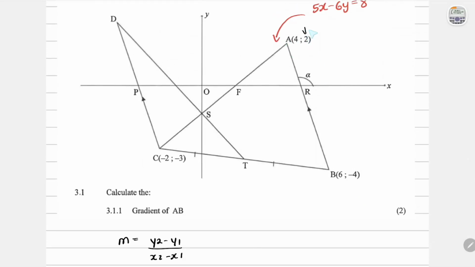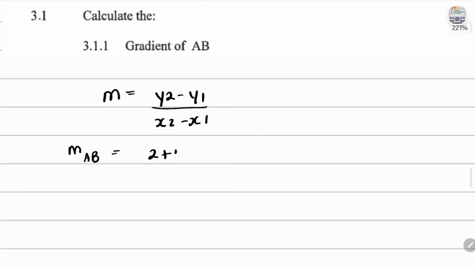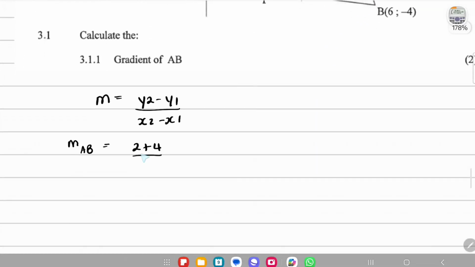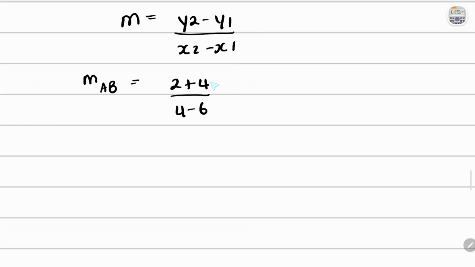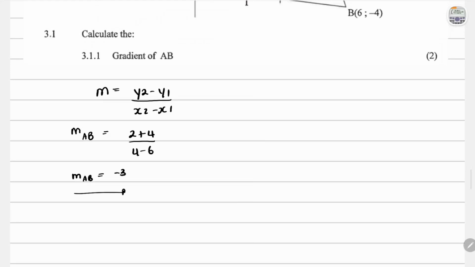So y2 minus y1, that's 2 minus -4, which gives you 2 plus 4, because minus and minus give you plus. And then over, we have top minus bottom again, 4 minus 6. So that's going to give us 6 on top and -2 on the bottom. 6 over -2 gives you -3. So there we go. Gradient of AB is -3. Moving on to the next question.